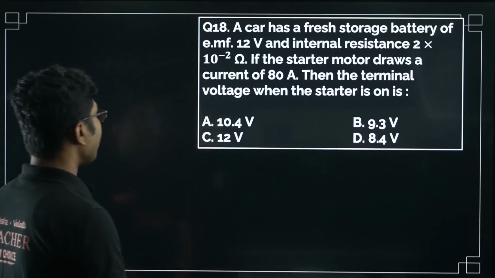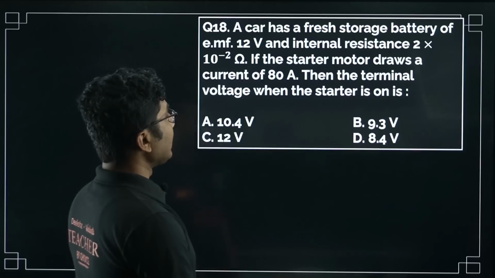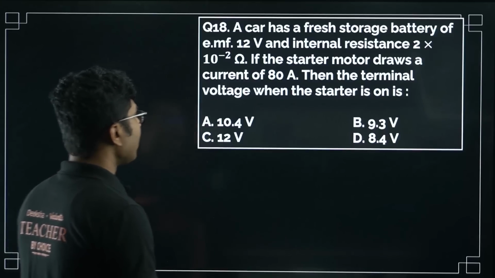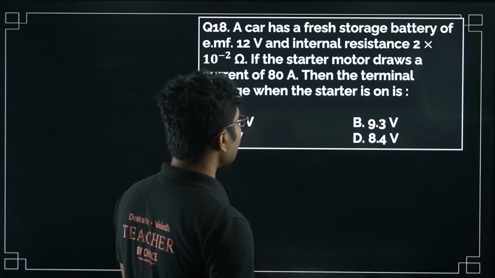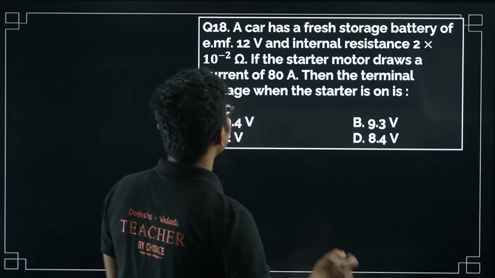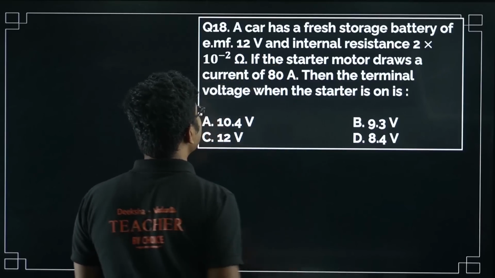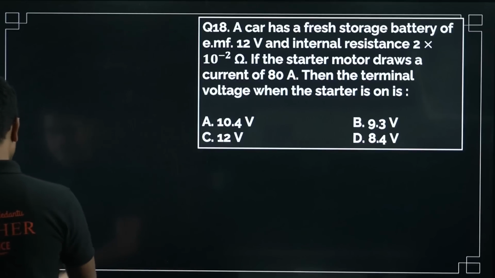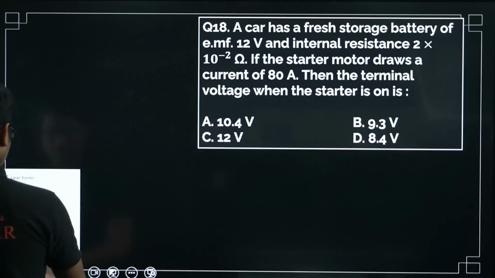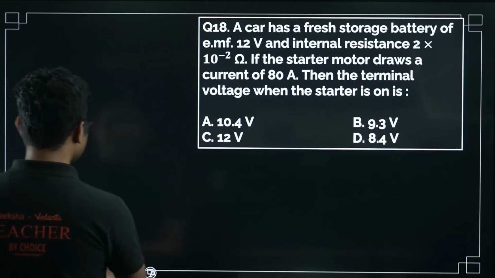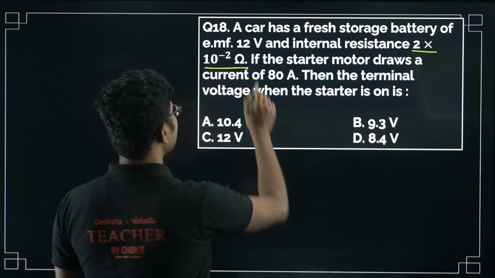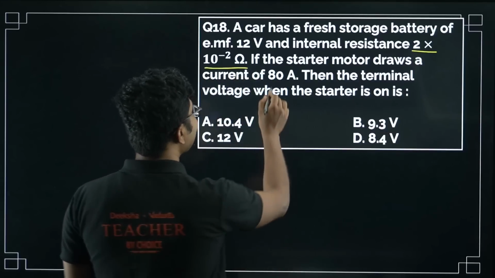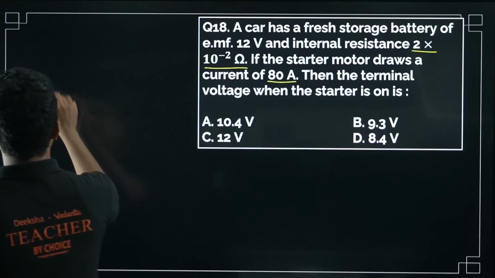Now, next question. A car has a fresh storage battery of EMF 12 volt and internal resistance of 2 into 10 to the power of minus 2 ohm. If the starter motor draws a current of 80 ampere, then the terminal voltage of the starter motor is? So the EMF is 12 volt, the internal resistance is 2 into 10 to the power of minus 2, and the current is 80 ampere.